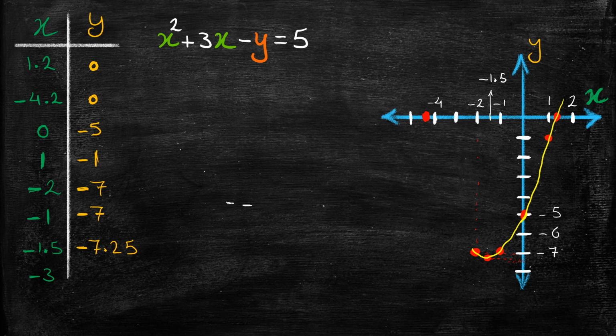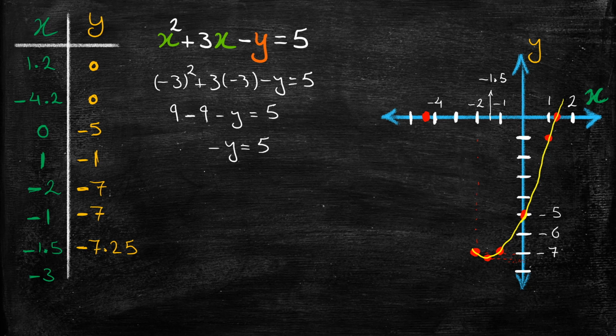Alright, so negative 3 to the power of 2 plus 3 times negative 3 minus y equals 5. Negative 3 to the power of 2, that's positive 9, plus 3 times negative 3, that is minus 9, minus y equals 5. So 9 minus 9, that's 0. So we get negative y equals 5. And multiplying both sides by negative 1, we get y equals negative 5. Okay, so when x is negative 3, y is negative 5.